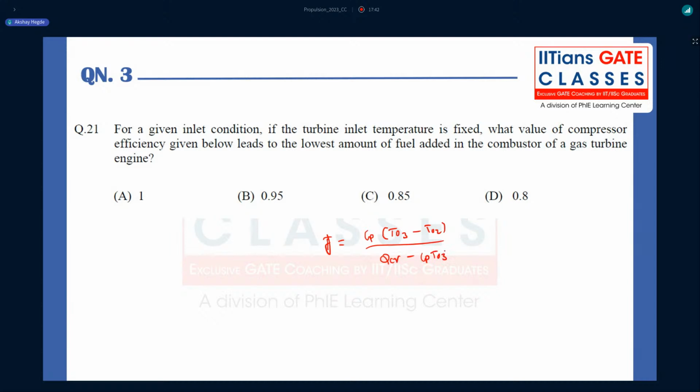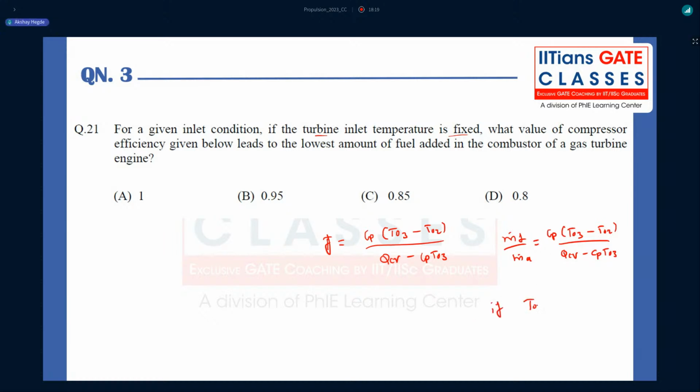So this is what we saw in the last problem. Now you see here, in the given question, they are saying T03 can be fixed. That is, turbine inlet temperature is fixed. So that is the constraint they have already given to you. Now what happens? Mass flow rate of fuel to mass flow rate of air will depend on Cp times (T03 minus T02) divided by (QCV minus Cp T03). So now you see here how mass flow rate of fuel is dependent on T02.